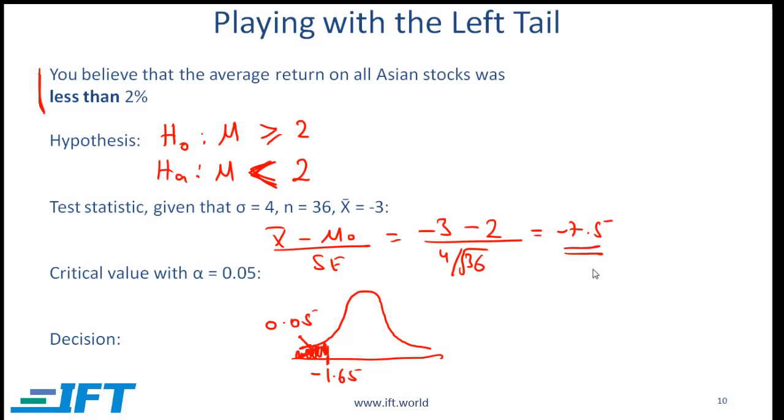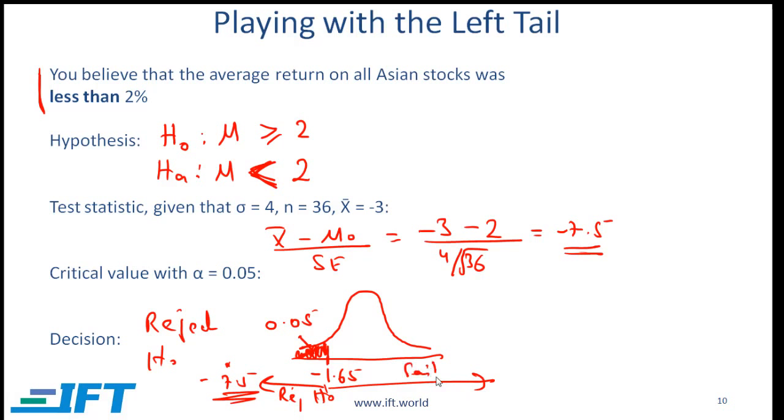Notice that our test statistic now is falling way to the left. So the test statistic is falling somewhere over here at minus 7.5. With a left tail test, if our test statistic falls to the left of the critical value, then we reject the null hypothesis. So in this particular scenario, to the left of minus 1.65 is where you reject the null hypothesis, and to the right is where you fail to reject your null hypothesis.